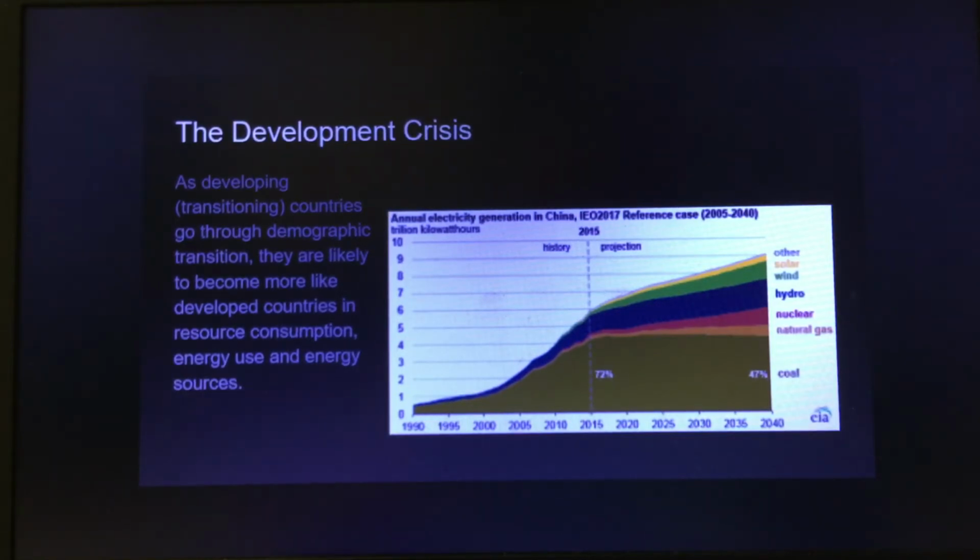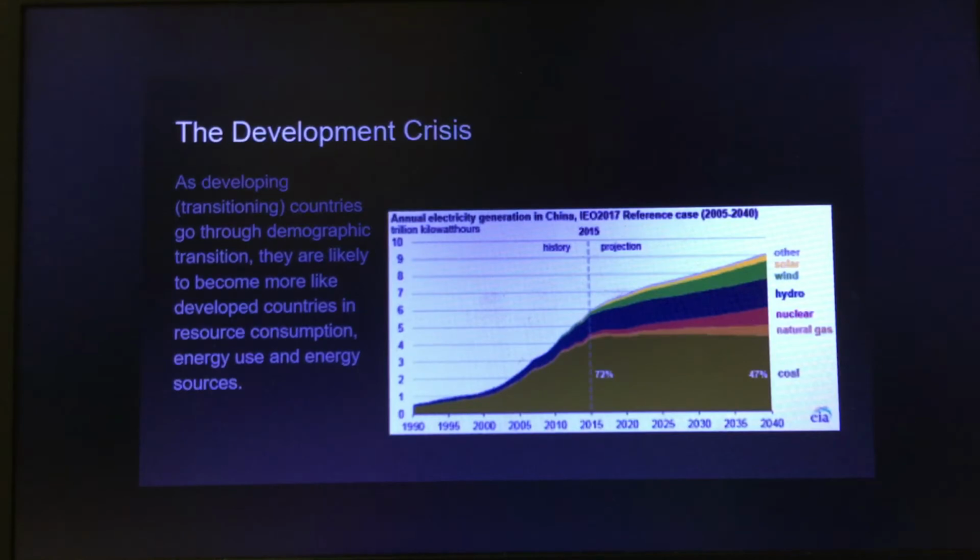And so when we look at, for example, this annual electricity generation in China, we can see that currently 72% of their energy is coming from coal, and it's expected that by 2040 that'll still be almost 50% of their energy coming from coal. So as China continues to develop, they're probably going to shift toward more and more fossil fuel reliance. And so that leads us to some issues.